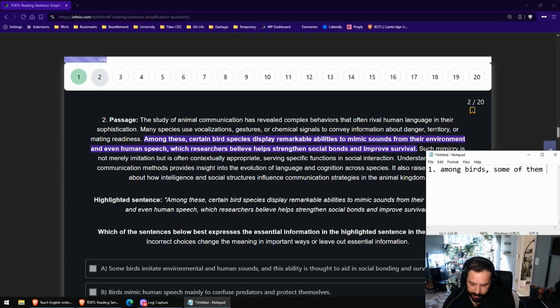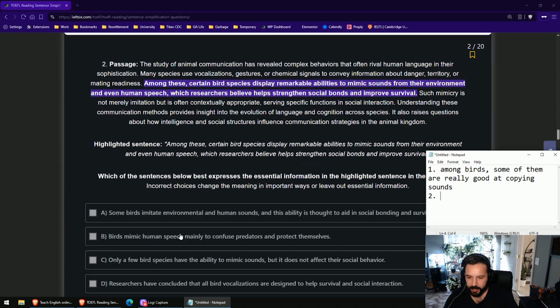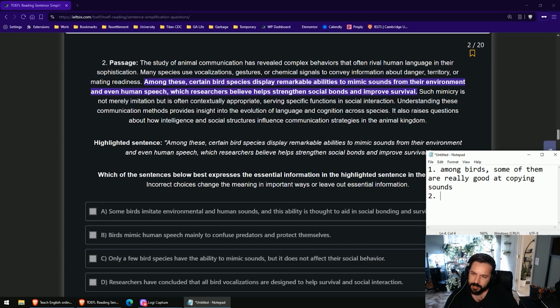Okay, so among birds, some of them are really good at copying sounds from people and other sources, but I don't really think that's an important part. If it is, we can come back and cross-reference it. Which researchers believe helps strengthen social bonds and improve survival. Two, this helps birds socialize and survive.